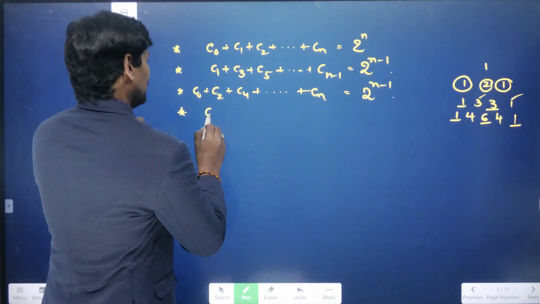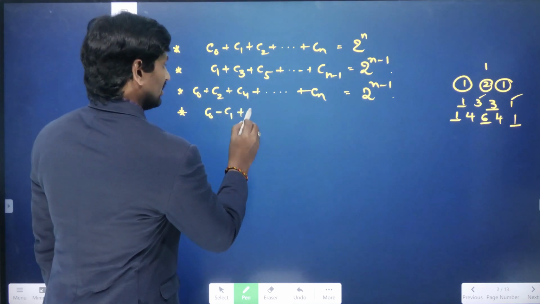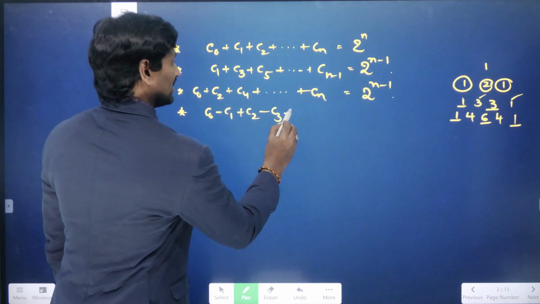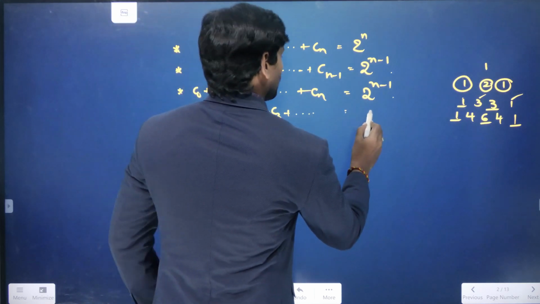In the same way, C0 minus C1 plus C2 minus C3 plus and so on equals 0.